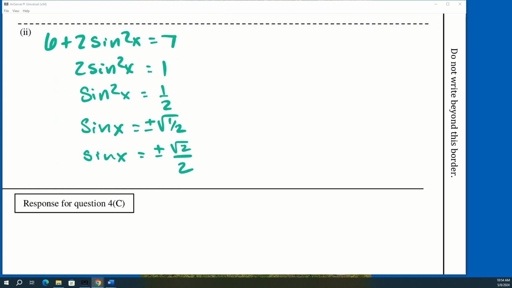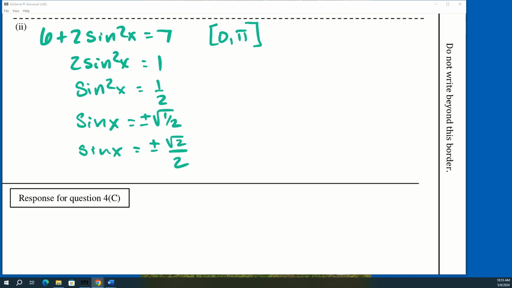Now I went over this. I'm doing this kind of fast because I want you guys to have some time. But don't go too fast because in the directions for this problem, it tells you that you're just finding the answers for the values of x on the interval from 0 to pi. So we're not going to give all the answers. So think about your unit circle.